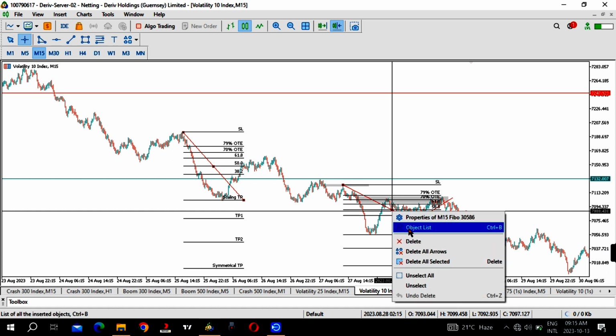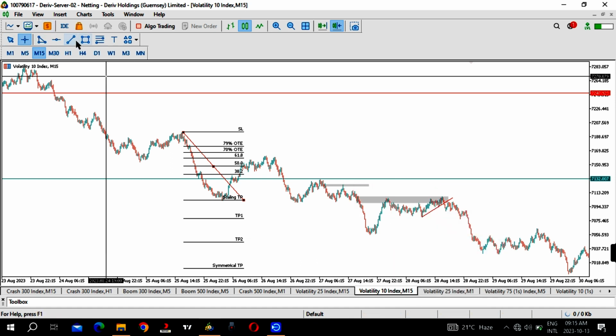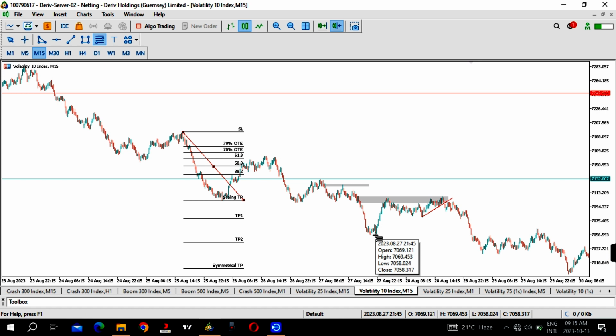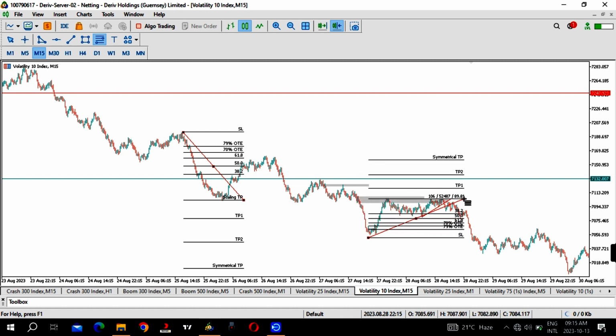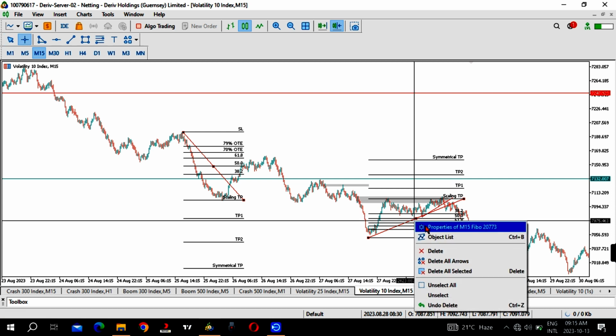Let me just delete this and show you for an uptrend. Let's say we wanted to buy over here. We take it from the lowest point going to the highest point. As you can see now, our TP levels are above because we are buying, and here our TP levels are below because we are selling. So that's how you draw the Fibonacci.